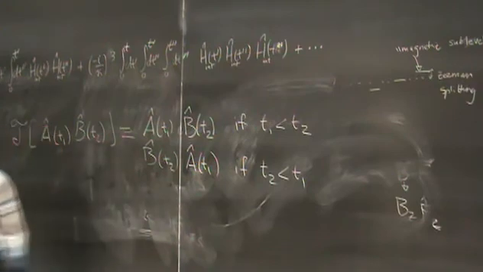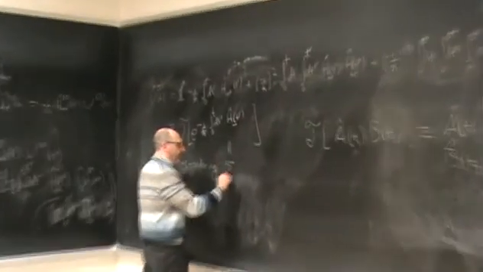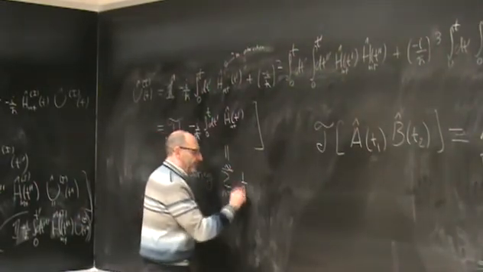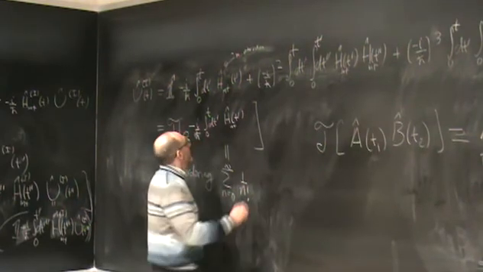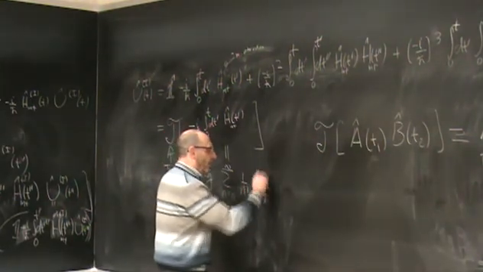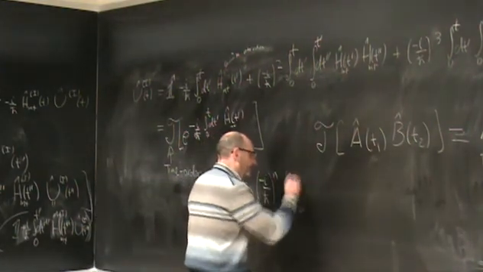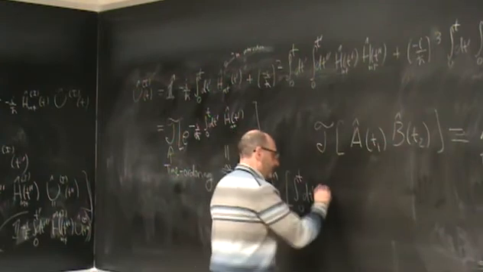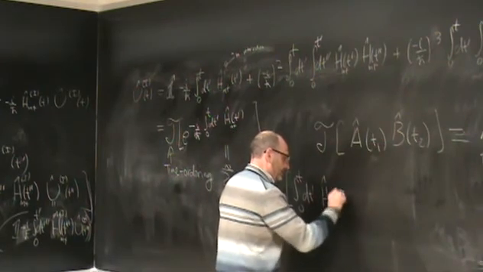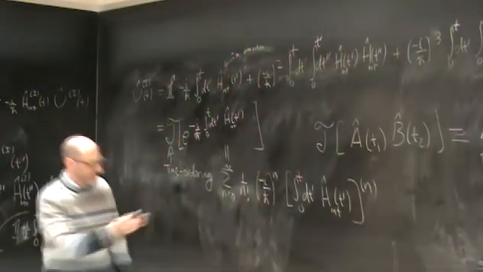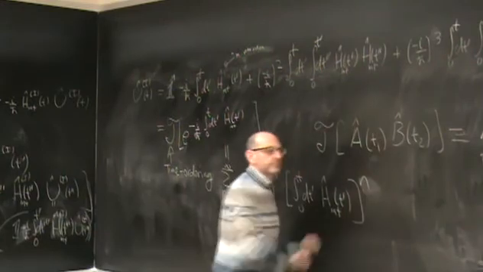How does that apply to an exponential? Right, so let's do that. Of course the exponential function is equal to the sum n equals 0 to infinity, 1 over n factorial, minus i over h bar to the power n, times the integral, to the power n. Okay?